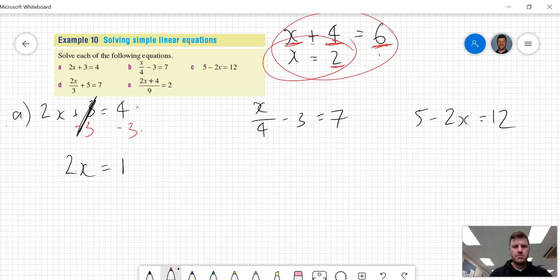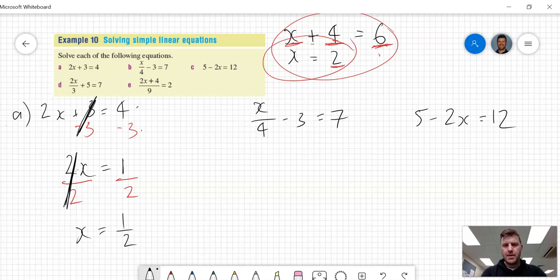Well, to get rid of the 2, the operation happening between the 2 and the x is multiply. So I need to do the opposite of multiply, which is divide. Algebraically, I'm going to write that as a fraction. If I divide on the left-hand side, I'm going to divide on the right-hand side. So 2 divided by 2, you're gone. I'm left with x equals 1 divided by 2, which you can write as a decimal, but in algebra, we tend to leave that as a fraction. So x is a half, or 1 over 2.